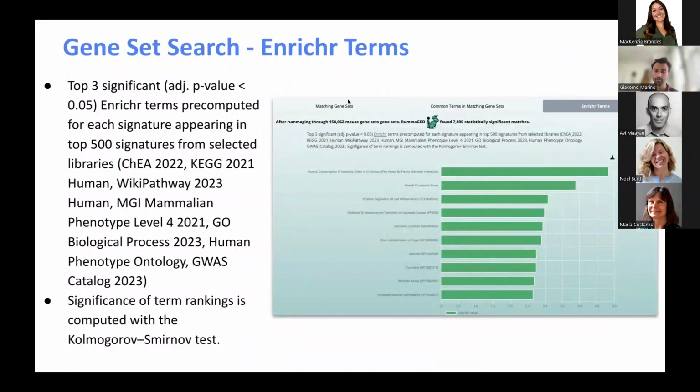The last tab on the gene set search page concerns Enrichr terms. So we pre-compute significantly enriched terms from selected libraries, including ChEA, KEGG, WikiPathways, MGI, GO BP, GWAS, and the Human Phenotype Ontology. And then we can look at where these significant Enrichr terms rank among the top 500 signatures, and we can compute the significance of that with the KS test. So this helps show what those highly ranked gene sets are being enriched for generally.